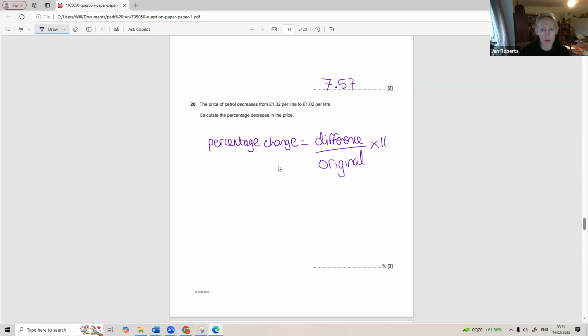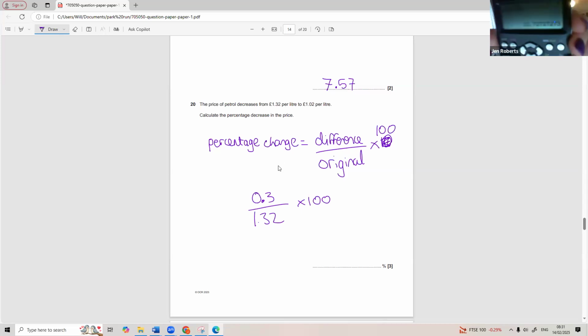So what do we mean by the difference? The difference in these prices. So £1.32 minus £1.02 is 0.3 or 30 pence. Keep your units consistent. I'll put 0.3. The original is your £1.32. Type that in your calculator. 0.3 divided by 1.32 times 100 gives you, so it's up to you how you round it, doesn't specify. You can round it to the nearest whole number or 22.7 or 23%.